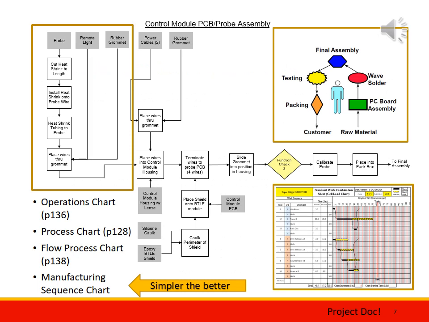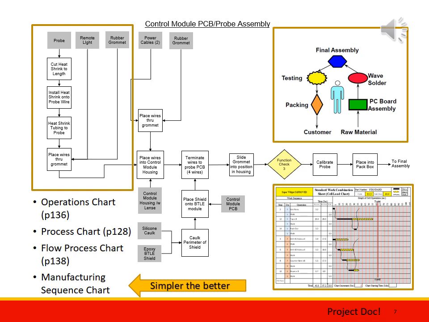There's a lot going on in this slide. So the first thing I want to point you to is this process manufacturing sequence chart. It really is called a manufacturing sequence chart. That's sort of the block flow diagram. Now, in your book on page 136, they're going to show you an operations chart. And they're going to show you on page 128 a process chart. And then on page 138, they're going to show you a process flow chart.